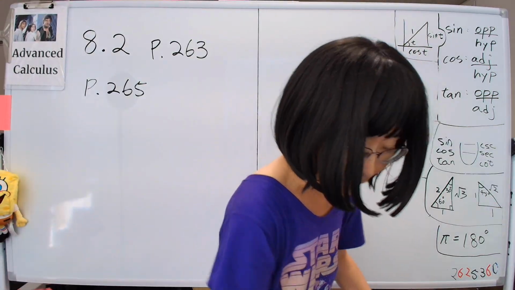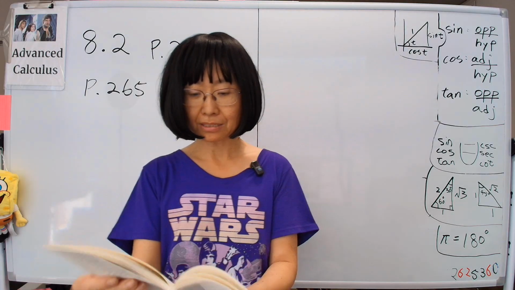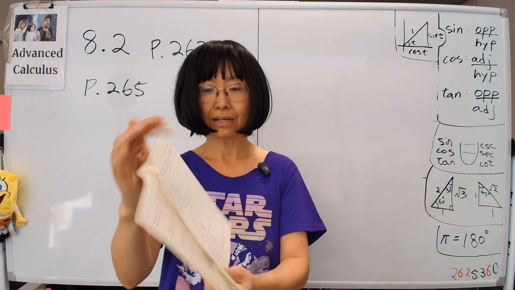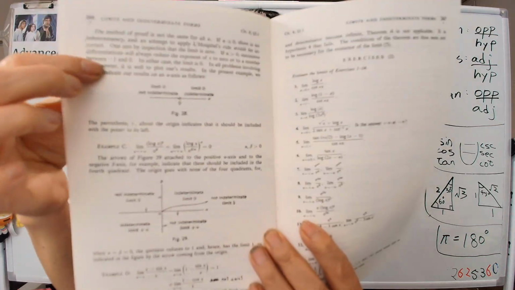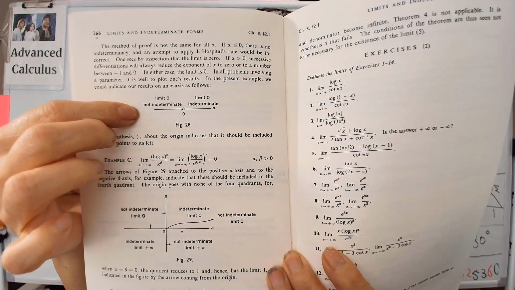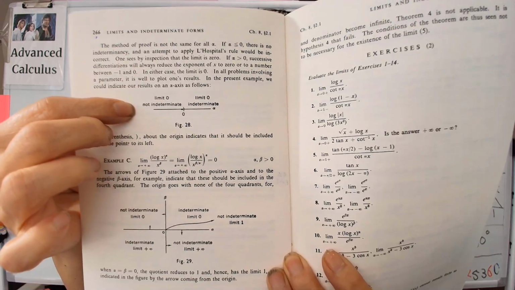But the book makes a more detailed discussion of what happens when alpha is negative. So please read this yourself, okay? All the details of that: when alpha is negative, it's not indeterminate.